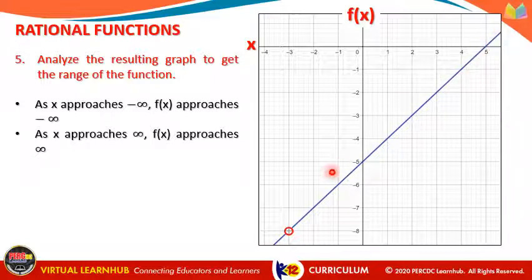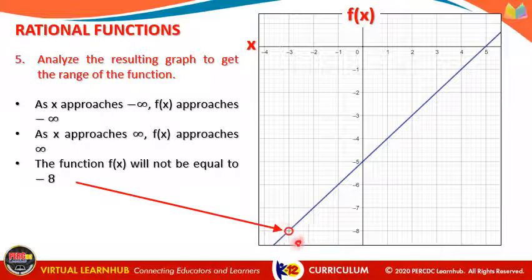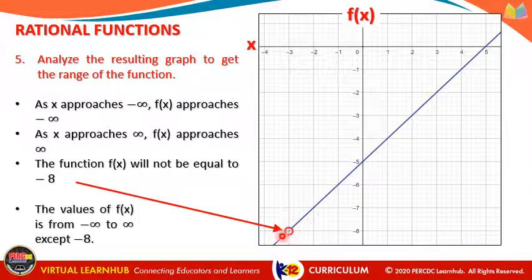Kaya lang, take note, yung f of x ay hindi dapat maging negative 8. Yung f of x mo, hindi dadaan sa negative 3, negative 8. Therefore, ang value ng f of x ay hindi pwedeng maging negative 8. Therefore, pwede lahat ng real numbers maliban sa negative 8. Maliban sa negative 8. So, I hope clear po yan.